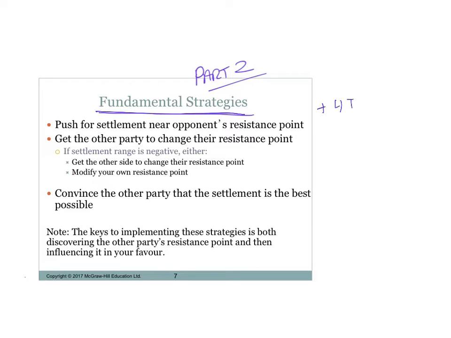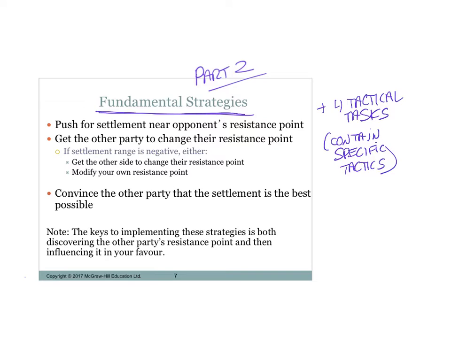There are four tactical tasks identified, and each one is a cluster of tactics that help to reach a bigger objective related to a particular strategy. So we're going to have an in-depth look at those. The first one is to push for settlement near the opponent's resistance point.